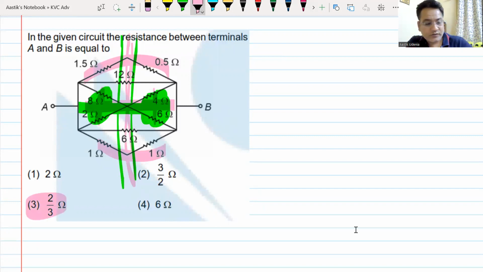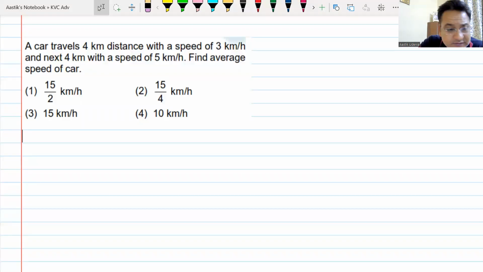This is the next one in line. We've done many questions on this. As always, a car travels this with this, find out this.